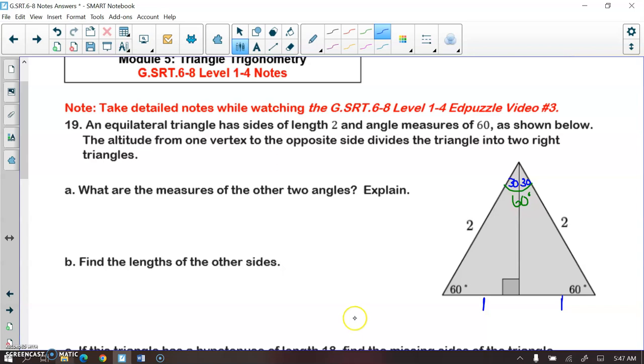So it does say what are the measures of the other two angles. So they were talking about these here, and we found them. They're 30 degrees, but it does say to explain.